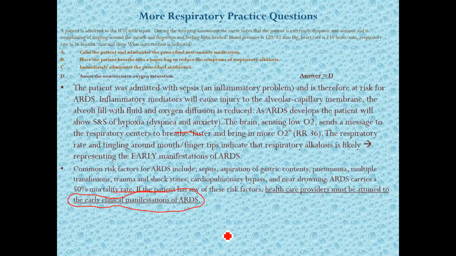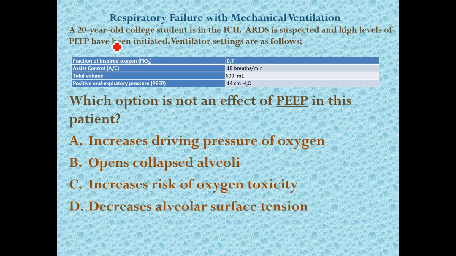So what has happened? We've switched gears. We are now talking about oxygenation issues. We were mostly, in the beginning of this presentation, talking about CO2 or hypercapnic problems. Now we're talking about oxygenation issues, and oxygenation issues is all about ARDS. So we go back to a 20-year-old college student who is in the ICU, and ARDS is suspected, Adult Respiratory Distress Syndrome. And because ARDS is a problem with hypoxemia, the things that are changed are the supplemental oxygen delivery, and the PEEP.